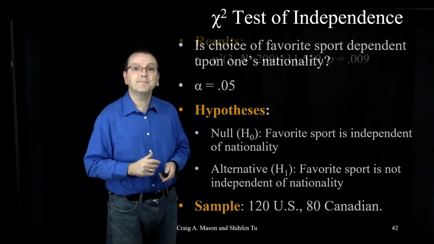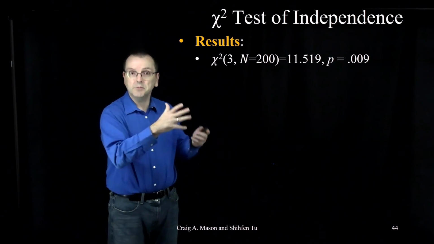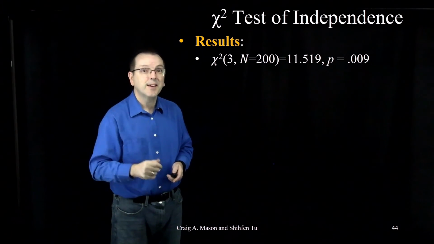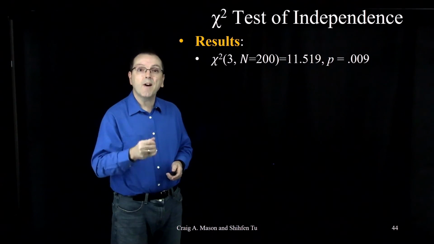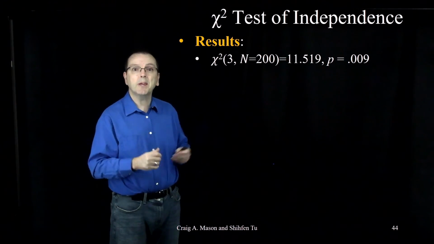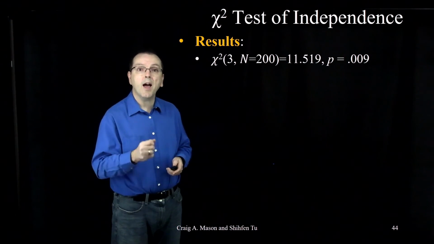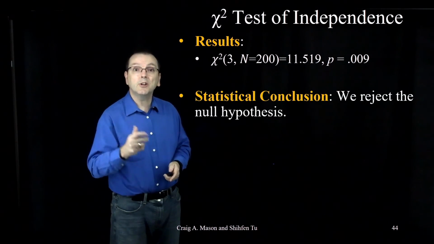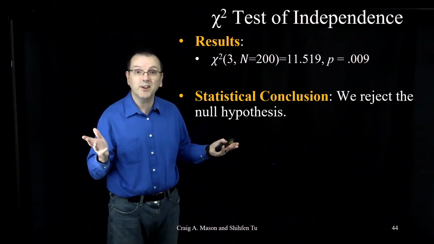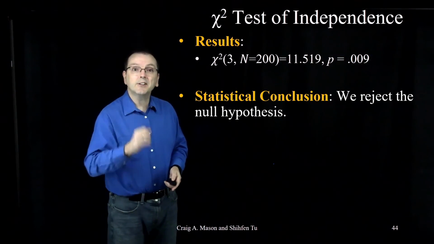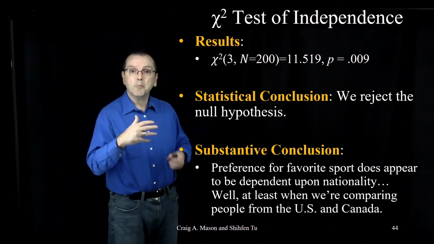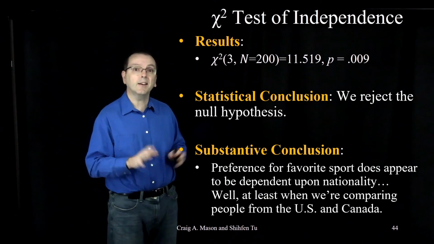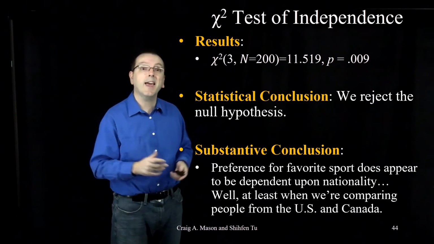So what do we find? Well, based on our sample of 200, we obtained a chi-square with 3 degrees of freedom equal to 11.519, which has a p-value of 0.009. Because p is less than our alpha, our statistical conclusion is that we'll reject the null hypothesis. In English, our substantive conclusion is that preference for a favorite sport does appear to be dependent upon nationality, at least when comparing people from the US and Canada.